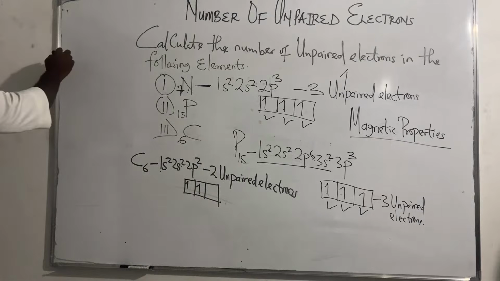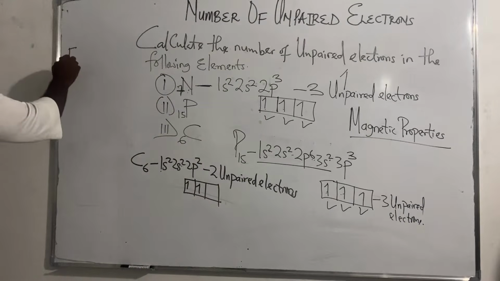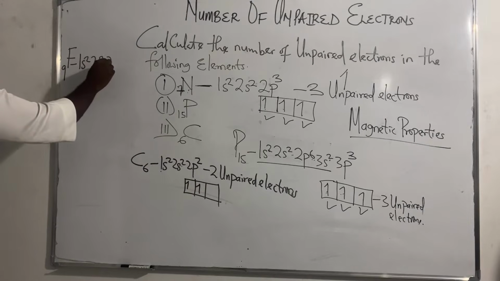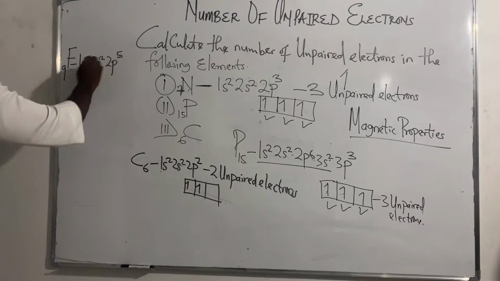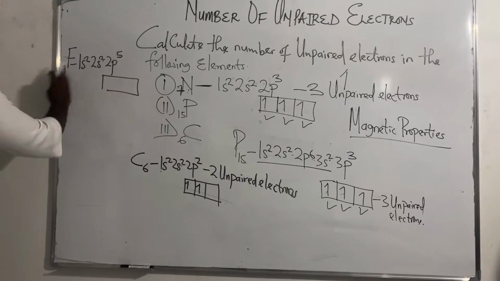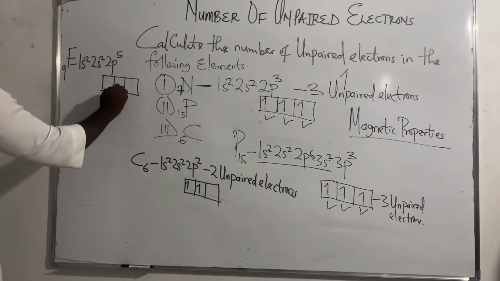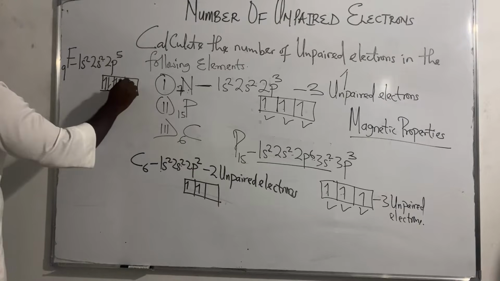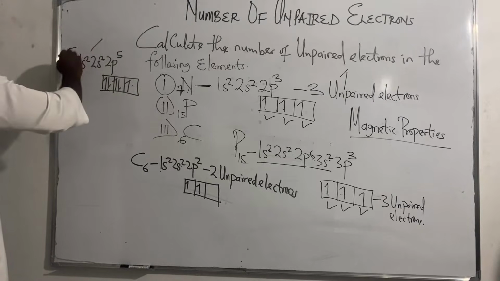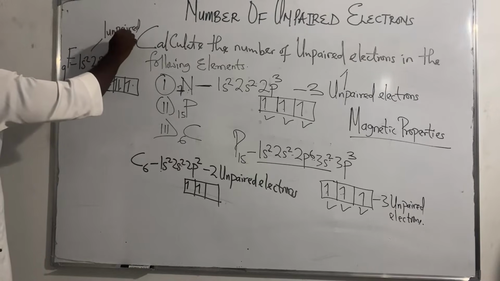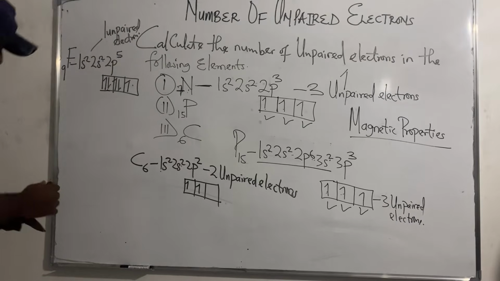If you have to find the number of unpaired electrons for someone like fluorine, fluorine is 9. 1s2, 2s2, 2p5. 2 plus 2, 4. 4 plus 5, 9. 2p5. Now p is the one you focus on. Leave the others, focus on this one. P contains 3 blocks. Fill singly first before pairing. Fill singly, then start pairing. You stop at 5. 1, 2, 3, 4, 5. Only 1 unpaired electron. Fluorine has 1 unpaired electron.